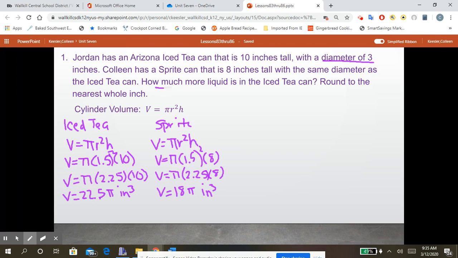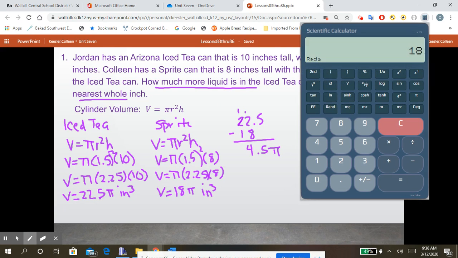So now again, it says how much more liquid is in the iced tea can. So I'm going to do 22.5 minus 18, and we get 4.5 pi difference. So now I'm going to multiply by pi and round to the nearest whole inch. Which is 14.13, but we want to round to the nearest whole, so it's about 14 cubic inches more.